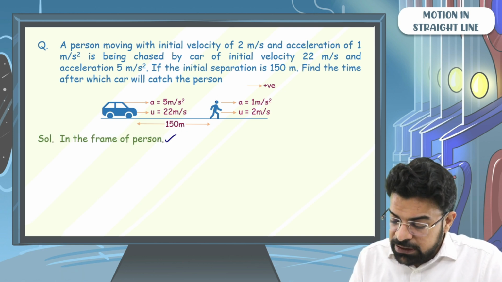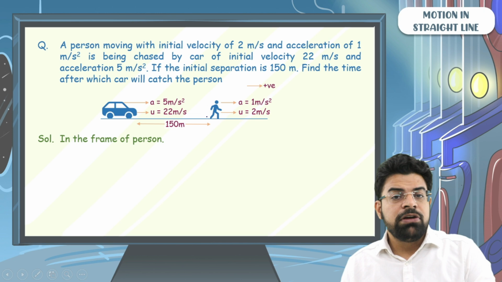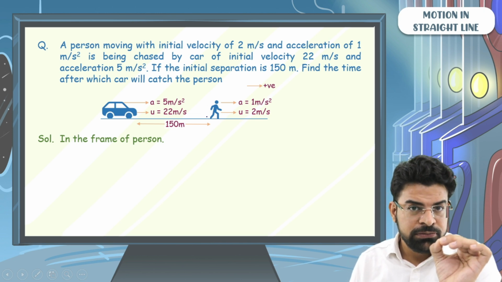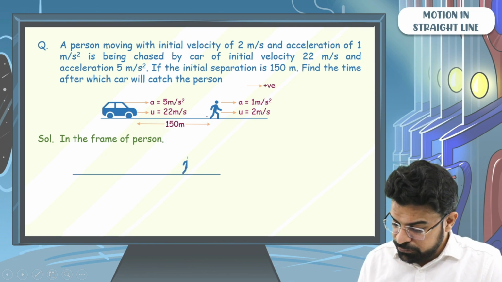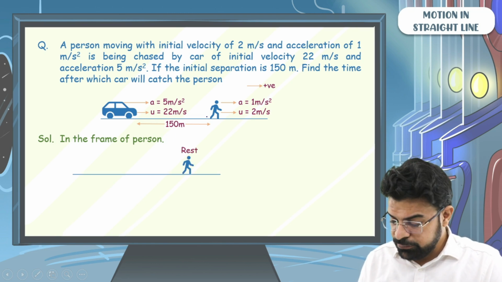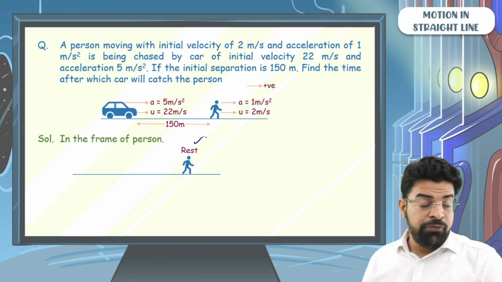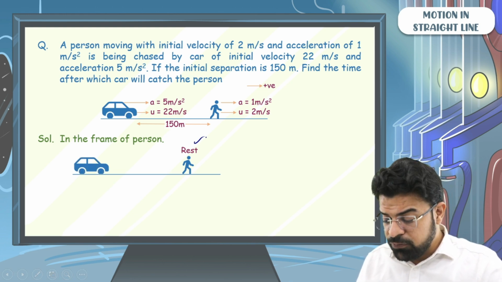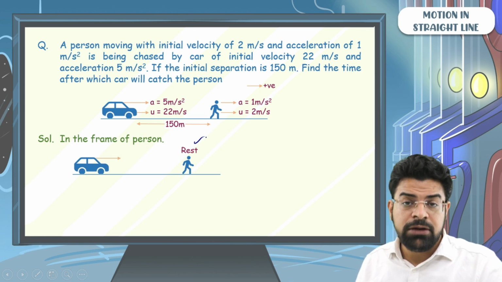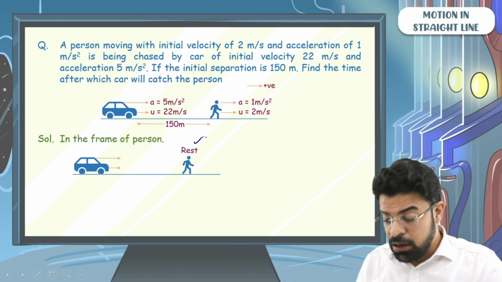We are solving in the frame of the person. In the frame of the person, the person will be fixed. So in the frame of the person I will say, I am at rest, I am fixed, I am static, I am not at all moving. Now, what will the velocity of the car appear to be? What will the acceleration of the car appear to be?